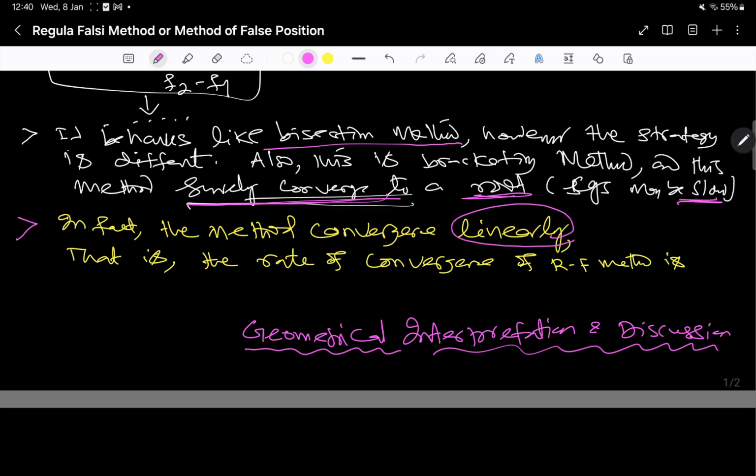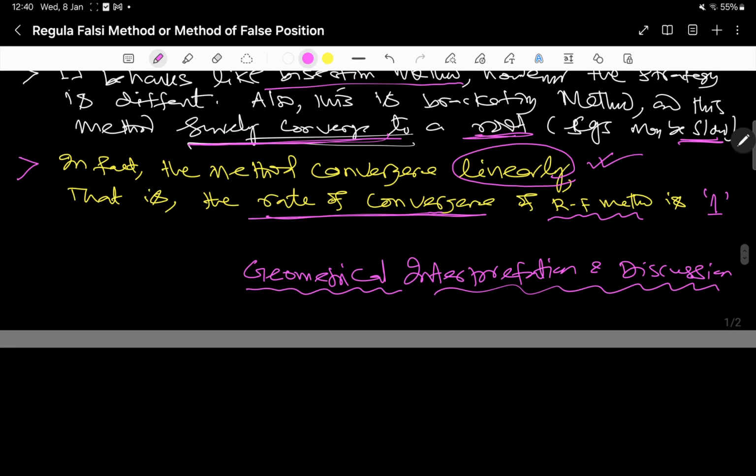Meaning, at what speed will it converge to the final answer, the final root? The rate of convergence of the Regula Falsi method is 1. That's why it is called linear. Now we will derive the formula and geometrically interpret the basis of this method.